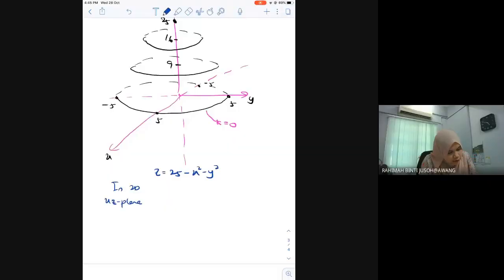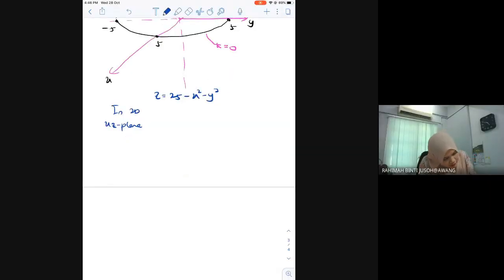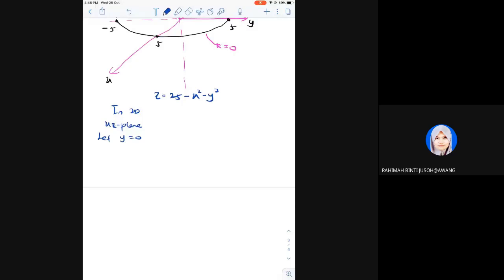Okay. In 2D for XZ plane, we will let y equals to 0. Okay, so when we let y equals to 0, we have the equation of z equals to 25 minus x squared. Okay, 25 minus x squared. So in 2D for this equation, kita ada x dengan z. So x here and z here. Always bear in mind, z must be always vertical axis. Okay, kena ingat, z mesti vertical, mesti menegak.